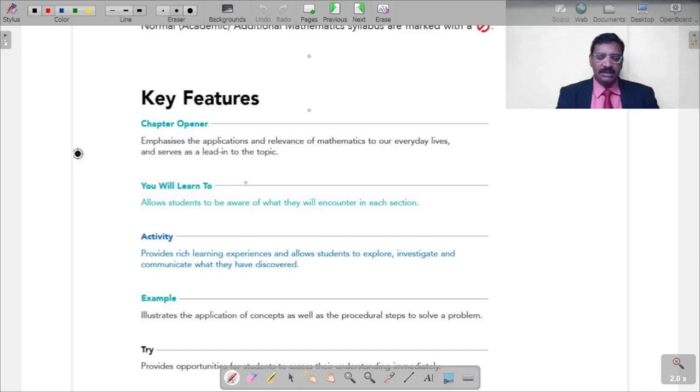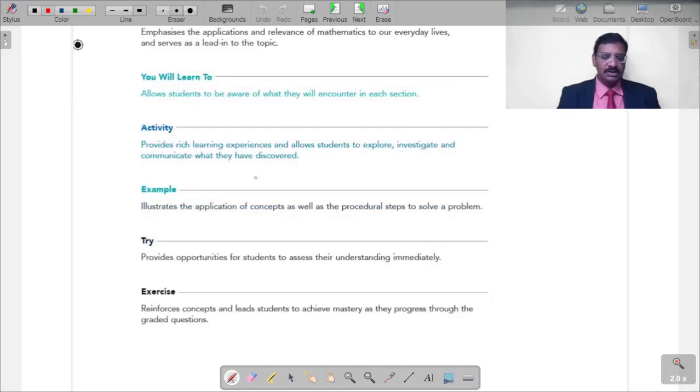And then there is an example section. The example section illustrates the application of concepts as well as the procedural steps to solve the problem, through different examples. Down the line we will be solving the exercise problems, but before that we should have a little experience in that particular section, so that you will be able to solve the exercise problems easily. That is why the example section gives an insight into the topic. Got it?